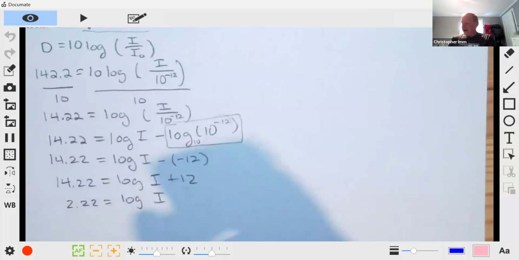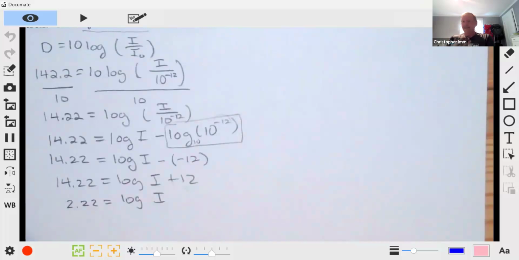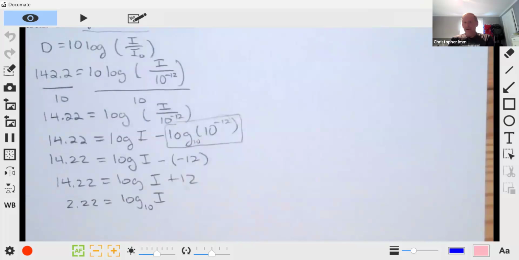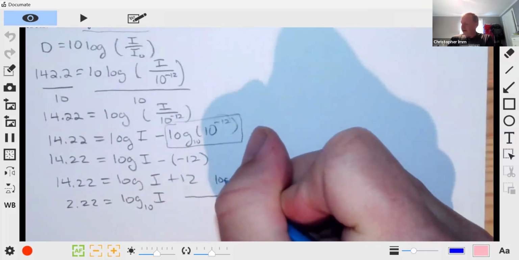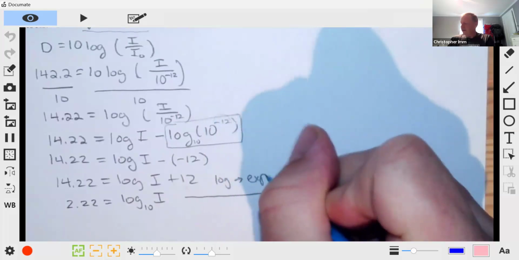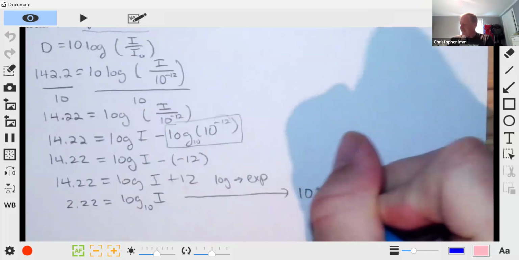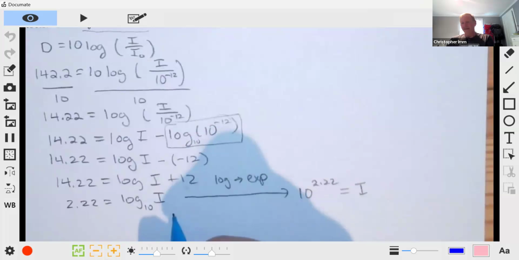Almost there. I want to solve for I, but it's inside a log. So we commonly are going to go ahead and rewrite this as an exponential. So I'm going to go log to exponential. Remember that whatever that log equals, 2.22, is the exponent we must raise the base 10 to in order to receive what's inside the log.